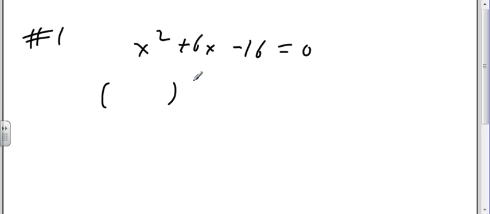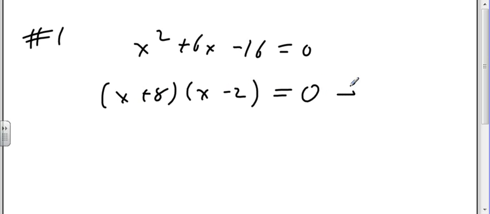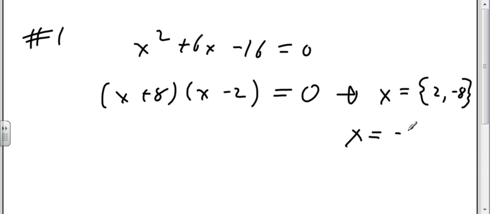Why am I even doing it this way? This thing factors: x plus 8, x minus 2 is equal to 0. So clearly my answer is going to be 2 and minus 8. And I put it in the wrong order, so bad answer. X is equal to minus 8, 2. So now I'm spelled correctly.